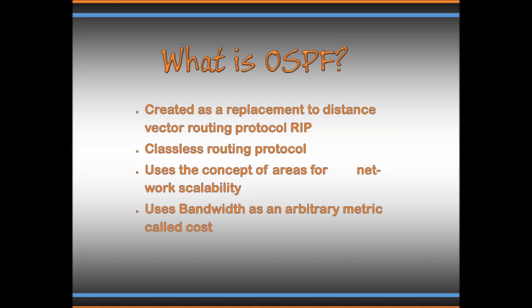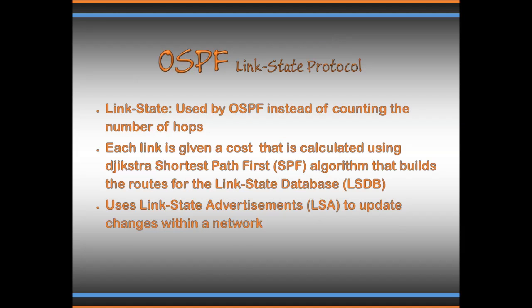OSPF was developed as a replacement for the distance vector routing protocol, RIP. It operates as a classless routing protocol that uses the concept of areas for network scalability. OSPF uses a metric called cost, which allows it to calculate bandwidth as a metric for defining shortest path. OSPF's link state is used instead of counting the number of hops as in RIP and EIGRP.